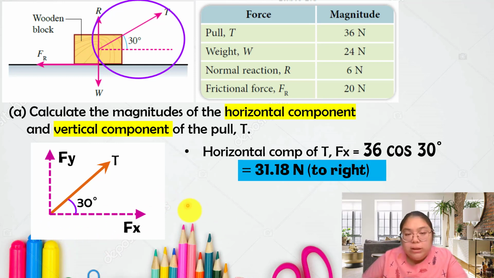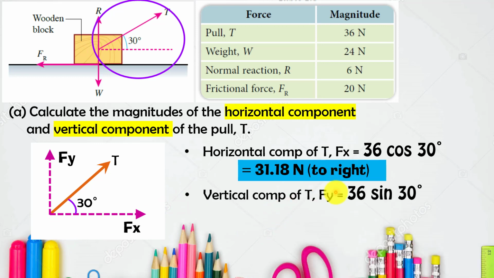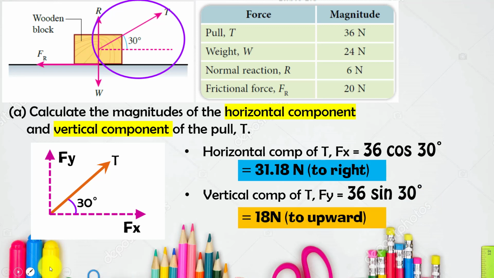How about the vertical? The vertical component, there's Fy. So this one is 36 sine 30. After you press your calculator, I get the answer 18 Newton, going upwards. So this is a complete answer if the question asks about magnitude and also direction.